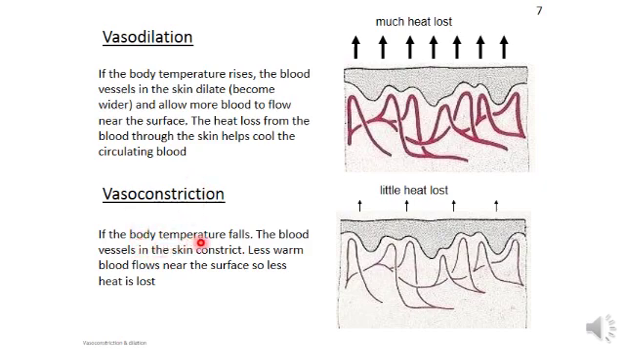Vasoconstriction. If the body temperature falls, the blood vessels in the skin constrict. Less warm blood flows near the surface, so less heat is lost. And when the body does not have that much heat, it means that it is cooled, so the blood vessels constrict. Less blood flows, so least heat is lost and the temperature is maintained.